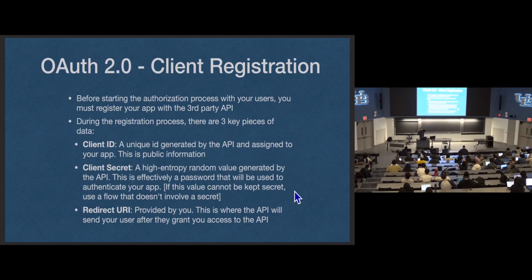The API is going to generate it for you. They're going to make sure it's nice and high entropy. But it's effectively your password, and it's going to be used to authenticate your app. It must be kept secret. If you cannot keep this secret, which would be a front-end only app that doesn't have any server backend, your server is effectively like the App Store or the Play Store. That's hosting your front end, sends your front end one time, and then steps out of the picture. You can't keep any secrets there because everything is in the hands of the end user.